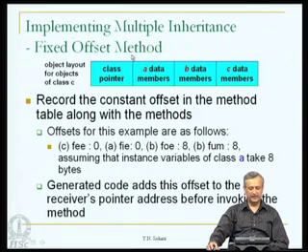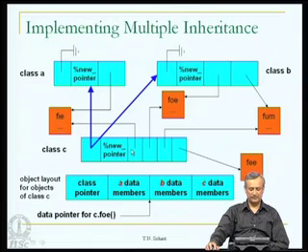This can be done by two methods. We can store the constant offset in the method table along with the methods, and the generated code adds this offset to the receiver's pointer address before invoking the method. So, this is what I was saying. The data pointer for C dot foo should be here, because it belongs to class B. If it points to here or here, it is wrong.